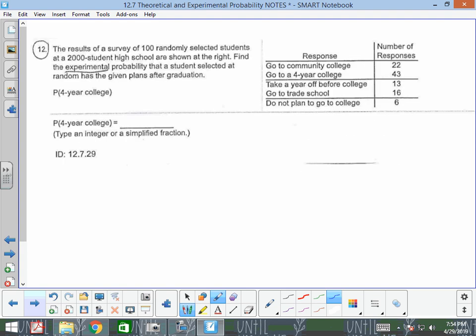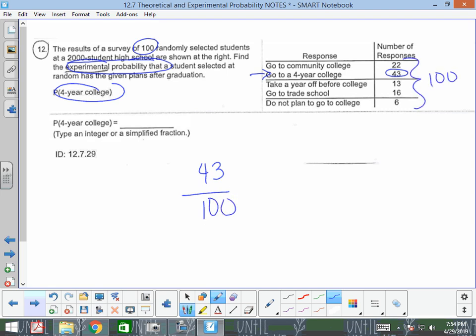Number 12. The results of a survey of 100 randomly selected students at a 2,000 student high school are shown at the right. Find the experimental probability that a student selected at random has given plans after graduation. This says a 4-year college, and this is the only one that's a 4-year college. So that's 43 out of a total of 100 students. If you want to check, you can add all those together, and that's still 100. It says simplified fraction, so it's 43 over 100. That does not simplify anymore.